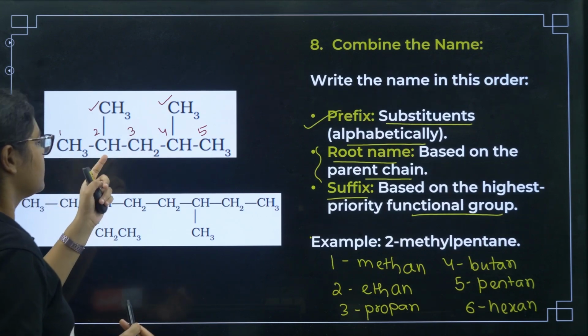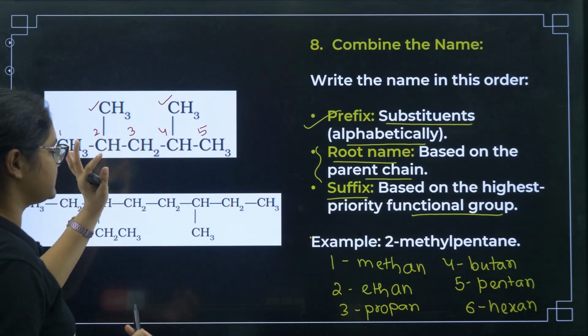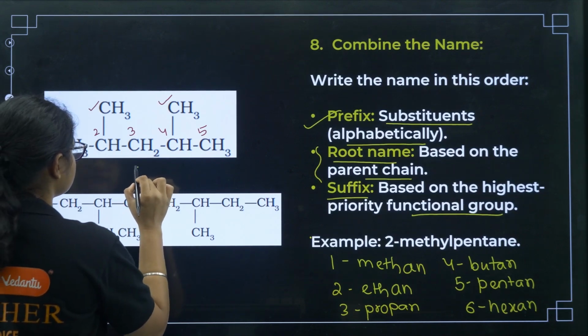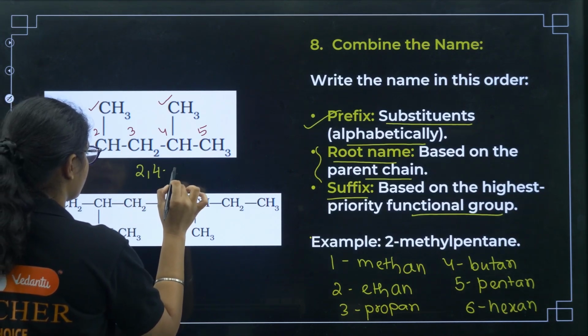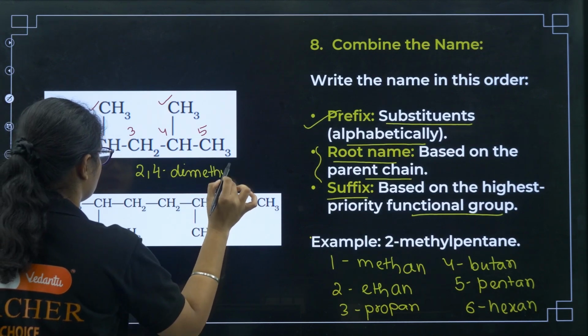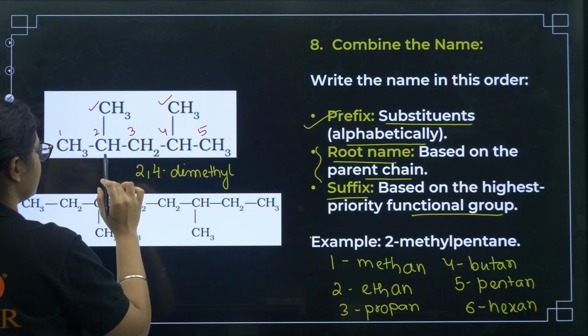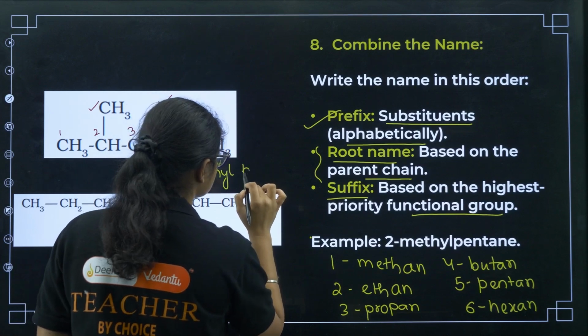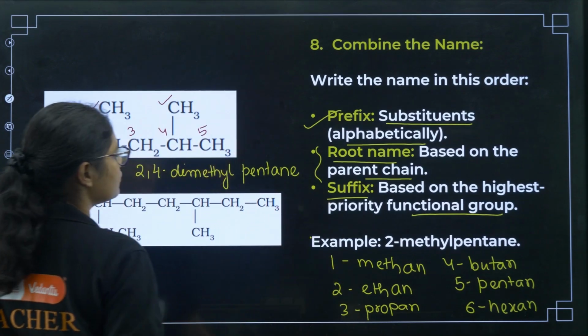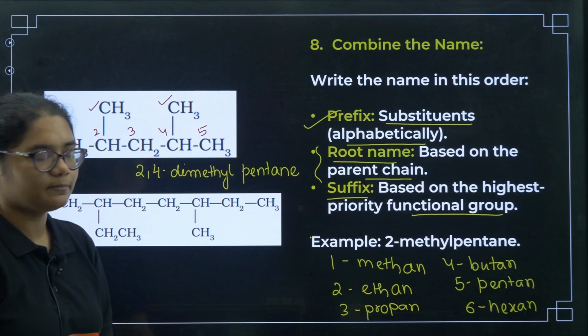So I told you, if the 2 substituents are same, then we have to use the prefix di, right? So I can write like this, 2, 4 dimethyl pentane. Okay, 2, 4 dimethyl pentane.